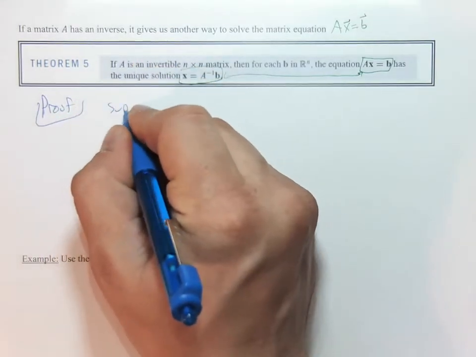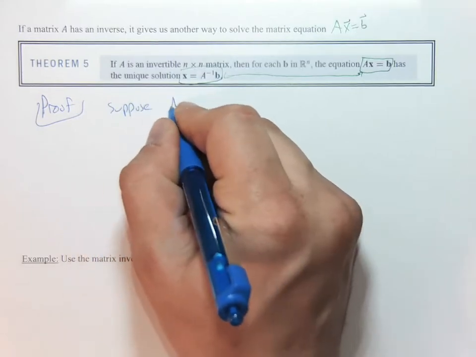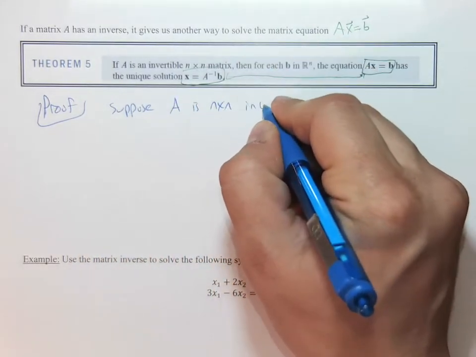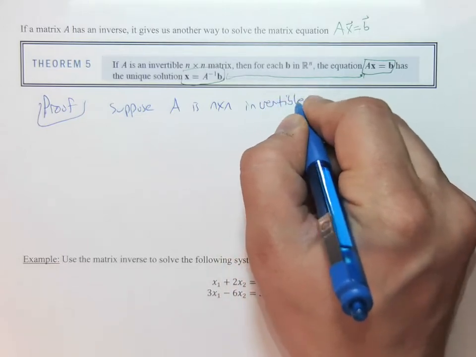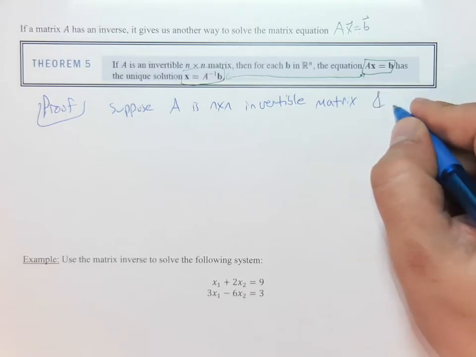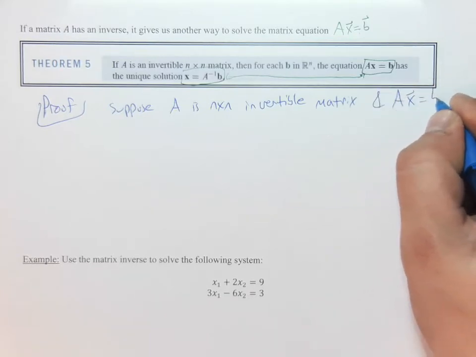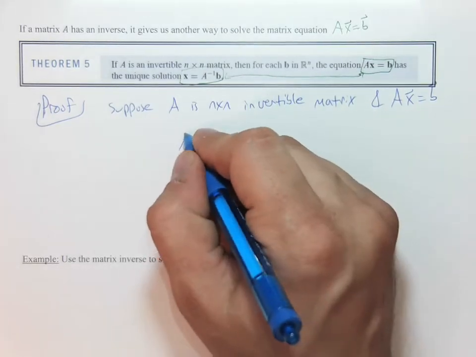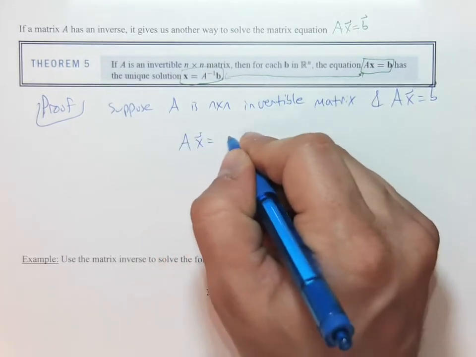Let's suppose that A is a square matrix and it's invertible. And let's suppose we want to solve AX equals B. Well, let's start with that equation. I'm just going to rewrite the equation right here.